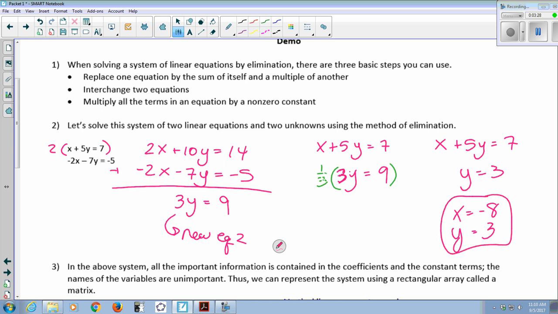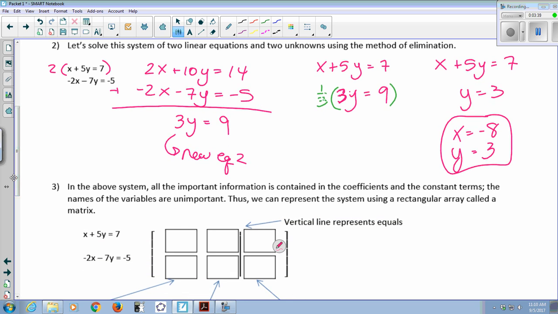So it feels familiar, right? We've all done that. So just to point out, in that system of equations that we solved, all the important information is contained in the coefficients and the constant terms. The names of the variables x and y are not important. So we can represent the system using a rectangular array called a matrix.